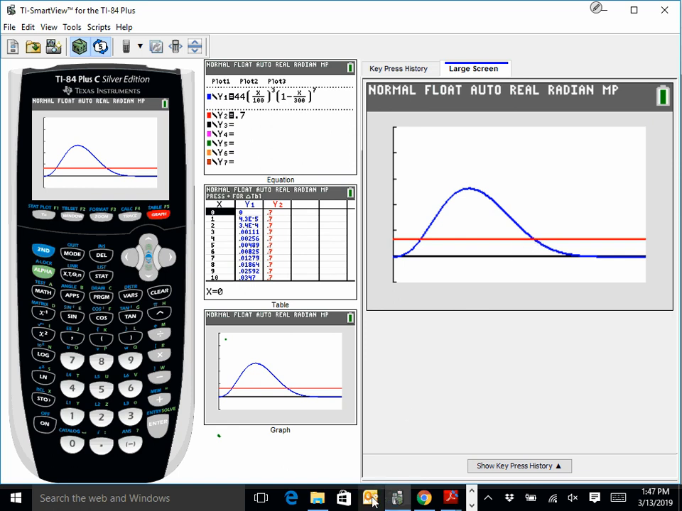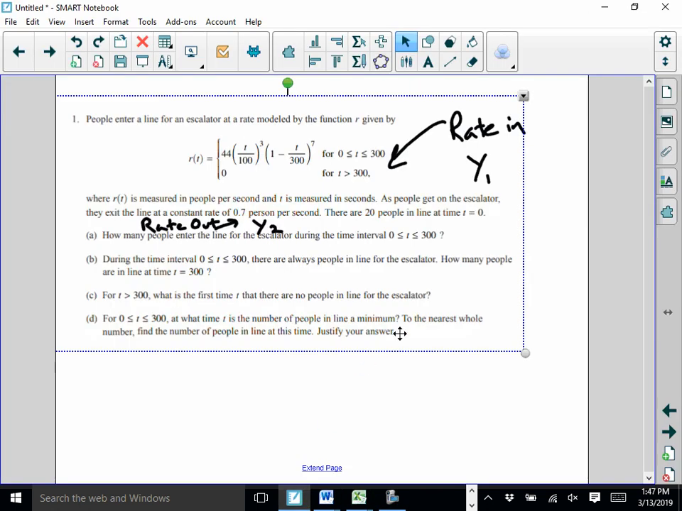The last thing I need to annotate is this last sentence, which is very important. It says there are 20 people in line at time t equals 0. This is called my initial condition.